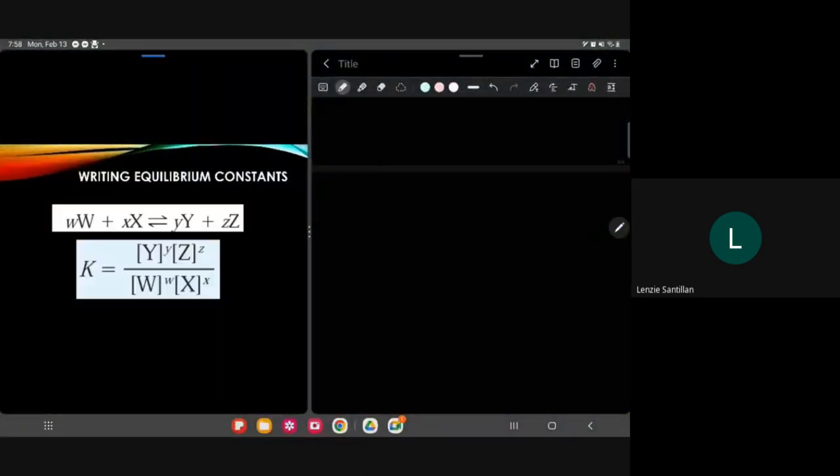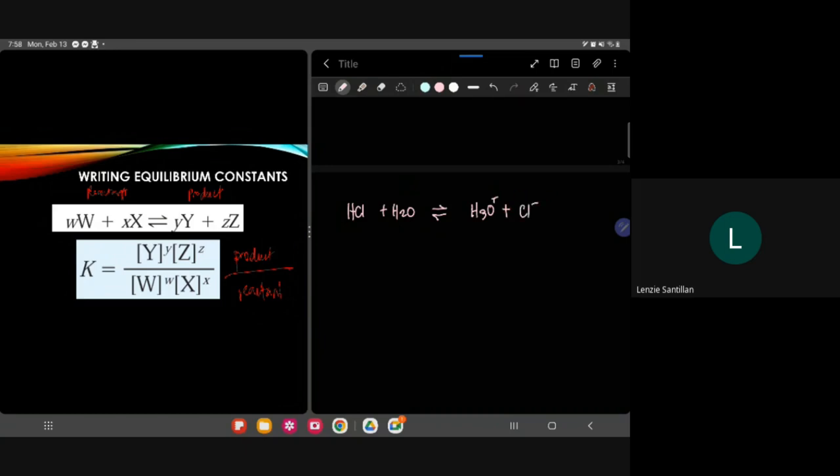Okay, so this is how we write our equilibrium constant. We have a general formula of W plus X will be Y and Z. So this one will be your reactants and this one is your product. If you're going to write this, guys, tandaan, it's always product over reactant. So yung mismong chemical, say for example, hydrochloric acid plus H2O will form hydronium ion plus chloride.